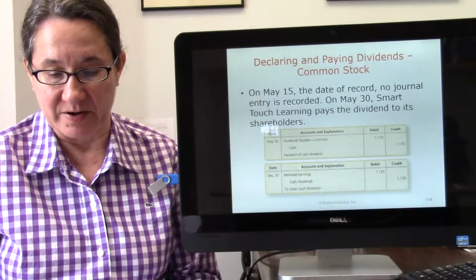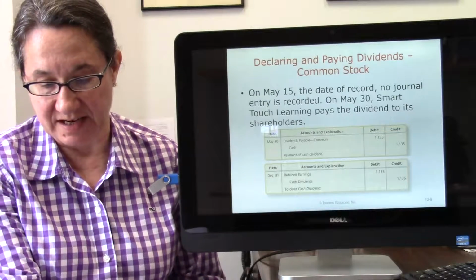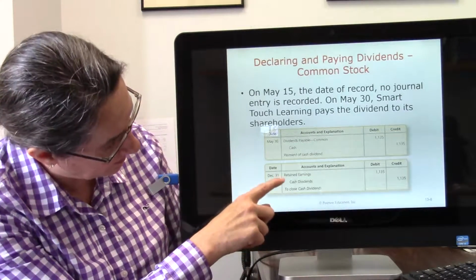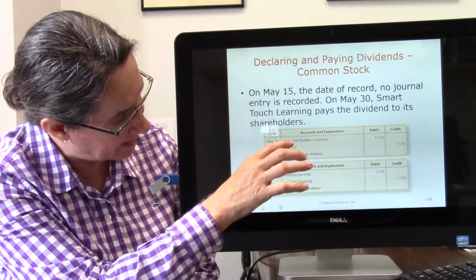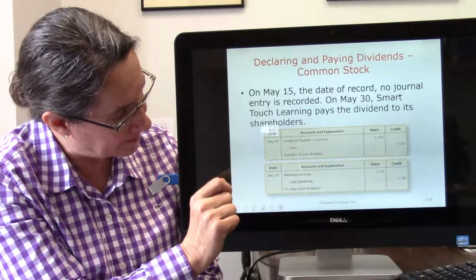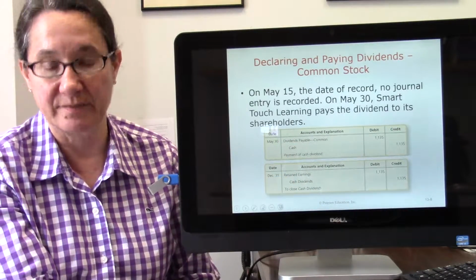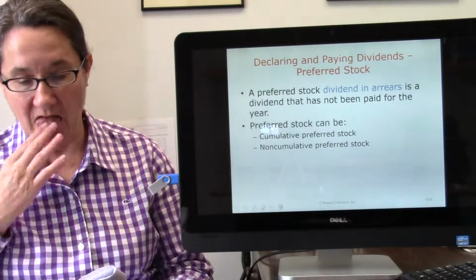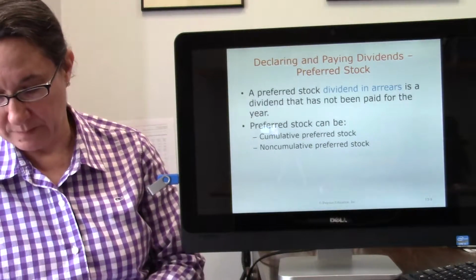So at the end of the accounting period, Smart Touch Learning will close the cash dividends account to retained earnings. You don't do that on the date you actually pay it. You do that at the end. That's a closing entry. All right.